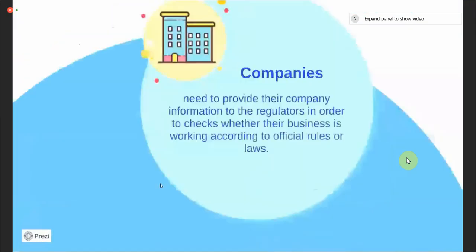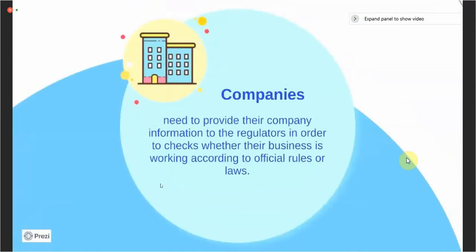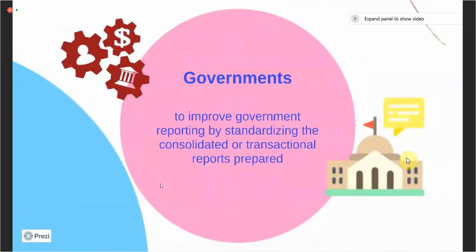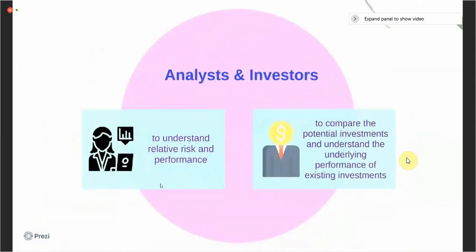Okay, next is company. The company uses the XBRL because they need to provide their company information to the regulators in order to check whether their business is working according to official rules or law. Okay, next is government. Government uses the SBRL reporting in order to improve government reporting by standardizing the consolidated or transactional reports prepared. And last but not least is analyst and investor.